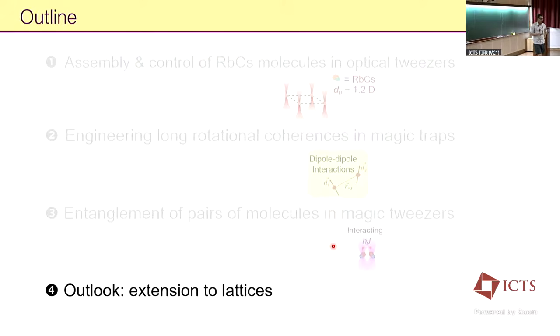Okay, so I think I've got 5 minutes left. Good. I want to tell you about extending this, right? So this is very beautiful, I think. Control of two molecules, control of the interactions, show that you can generate entanglement. Of course, the realm of quantum simulation is all about pushing into the many-body regime, and an obvious way to do that is to extend to an optical lattice.